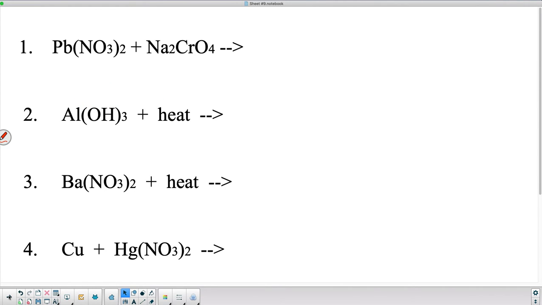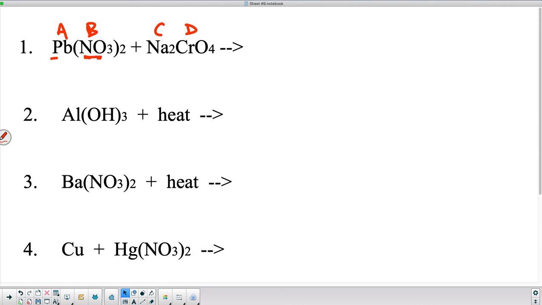Let's go through the first four, only identifying first, and then I'll show you a couple examples. So for the first one here, I have a capital letter and a capital letter and a capital letter. So it's three capital letters. This is definitely a compound. The positive part is for A is Pb, and the negative part, NO3, is B. And then Na is C, and CrO4 is D.